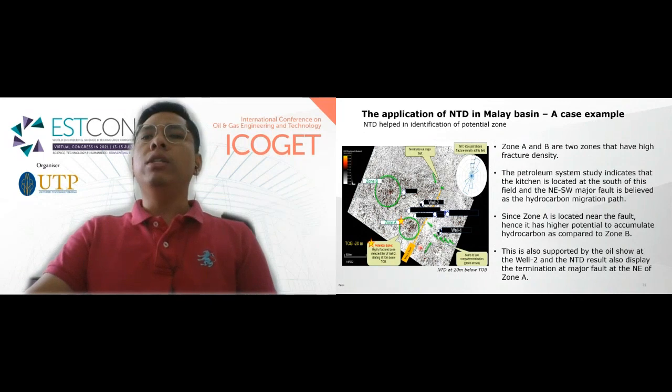And this is also supported by the oil show at well 2, where the NTD result also displays discontinuity at the major fault at the northeast of zone A, at this area. So we can see from this area, this is one major fault here, and this is another fault, and this is the point where these 2 faults are terminated.